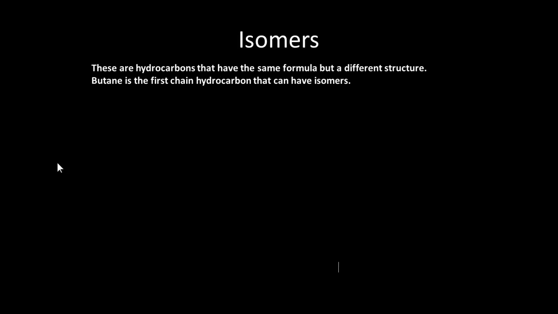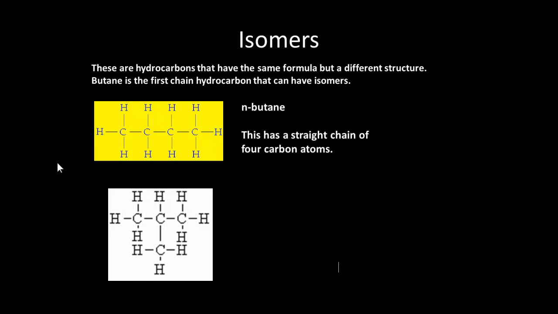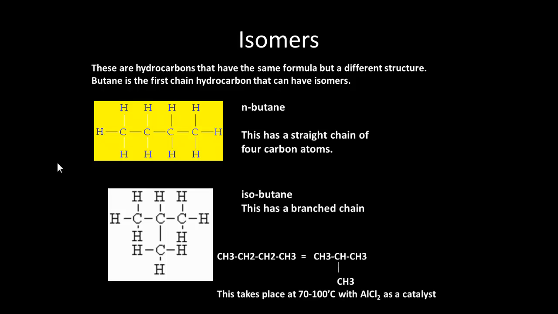Remember, we also met isomers with alkanes. One of the simplest ones you can have is butane. In fact, that's the simplest one, where we've got 4 carbons, and n-butane has a straight chain, but if we break it so that we set it up this way, we've got a methyl group essentially on a chain of 3, and we call this isobutane because it has a branched chain. We can get from one to the other by a simple reaction of heating with aluminium chloride as a catalyst.